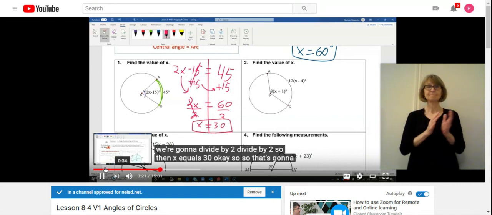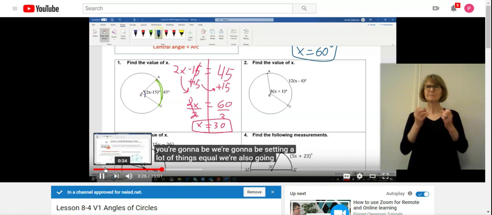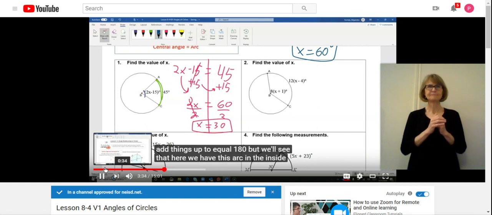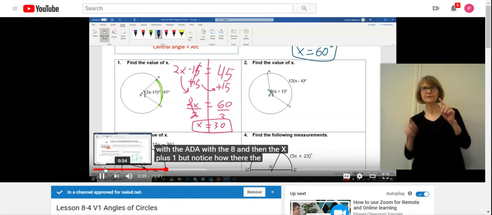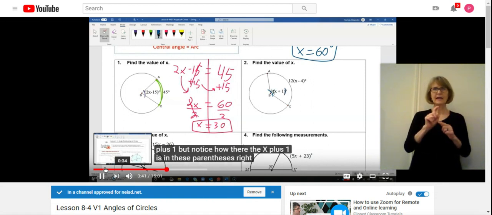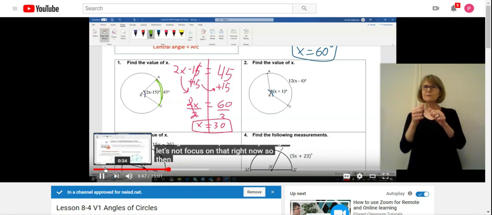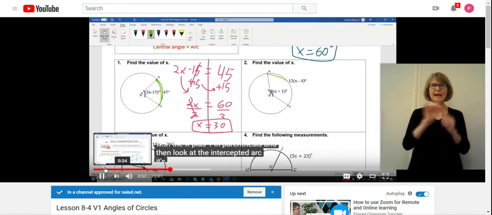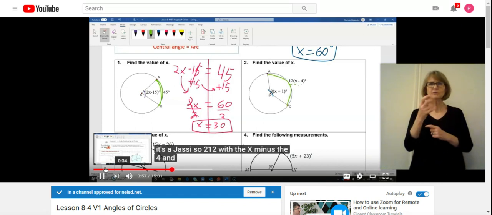Okay, so that's going to be the concept here. We're going to be setting a lot of things equal. We're also going to add things up to equal 180, but we'll see that here in a second. Now take a look at number 2. Don't let it confuse you. We have this arc on the inside with the 8 times the quantity x plus 1, in parentheses. That's going to be important. Then look at the intercepted arc, A to C. It's 12 times the quantity x minus 4, in parentheses.